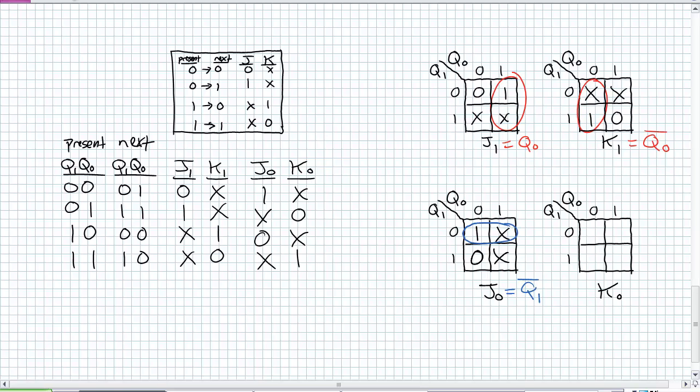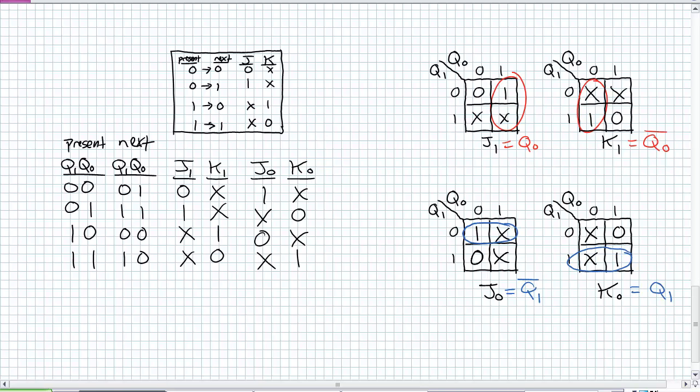Take the K0 column, populate the K-map: don't care, 0, don't care, 1. Go ahead and come up with a best grouping for that. What I find is right here, this group of 2. Again, I'm making use of those don't care situations if they help me, and I'm not making use of them if they don't. That expression there is Q1.